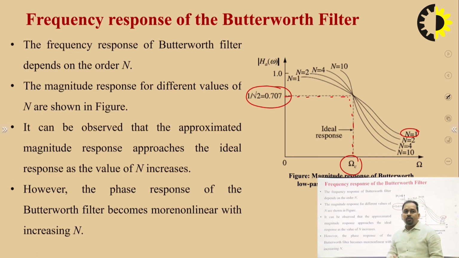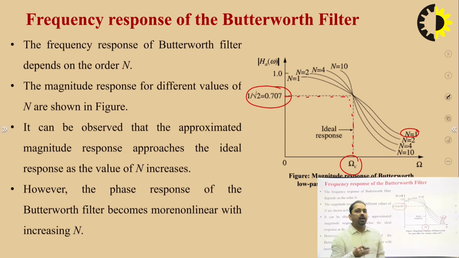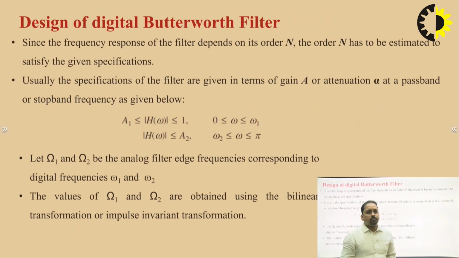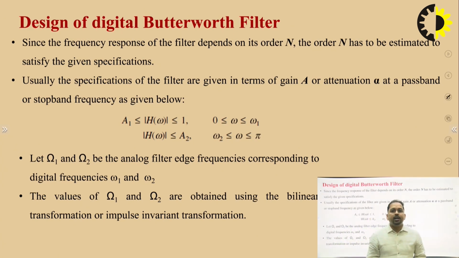Apart from that, there is another important point: as we increase the filter order, the phase response of the Butterworth filter becomes more non-linear with increasing value of n. So we have one advantage of increasing the value of n, and one disadvantage also, that the phase response becomes non-linear. Now we'll see how we can design a digital Butterworth filter from the frequency domain specifications.